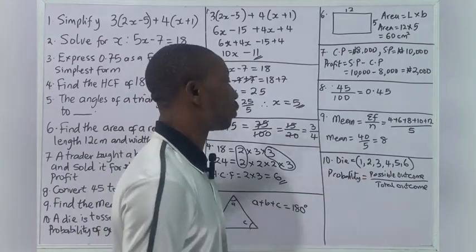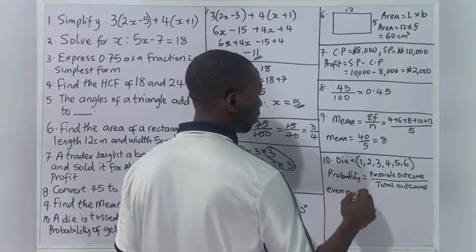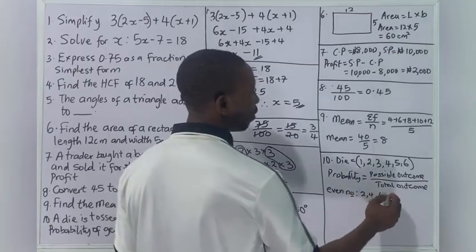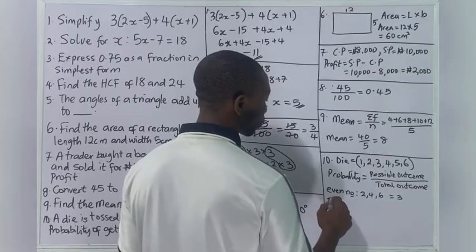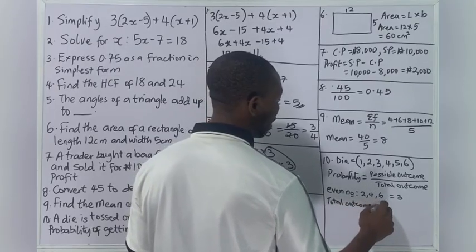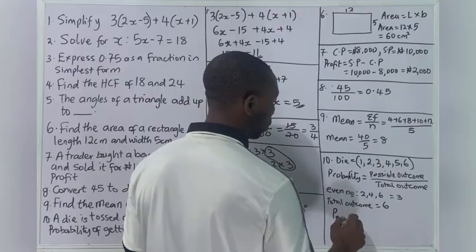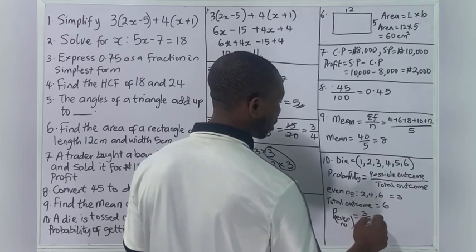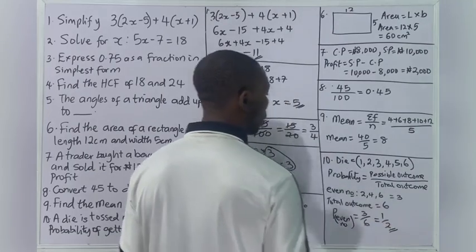How many even numbers do we have here? Even numbers, let's look at it. Even numbers, we have 2, 4, 6. So there are 3 even numbers. Now, total outcome: how many numbers do we have on the die? 6. So probability of even number becomes 3 over 6. Breaking down to its lowest term will be 1 over 2.